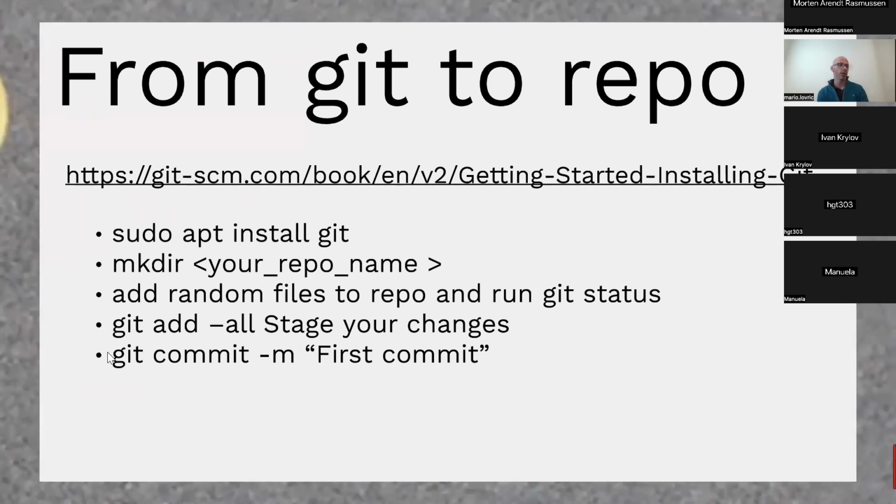So on a Linux machine, you would install Git with sudo apt, with the sudo rights. You would create a directory with mkdir, and then you would add files to your repository, for example, Python files. Then you would add those changes to Git, and then you would commit them to some kind of online repository.